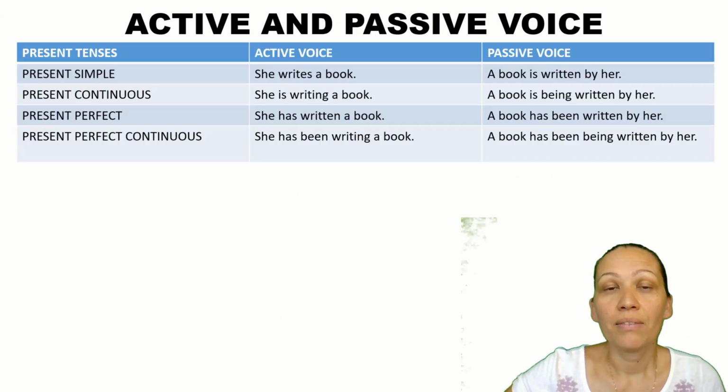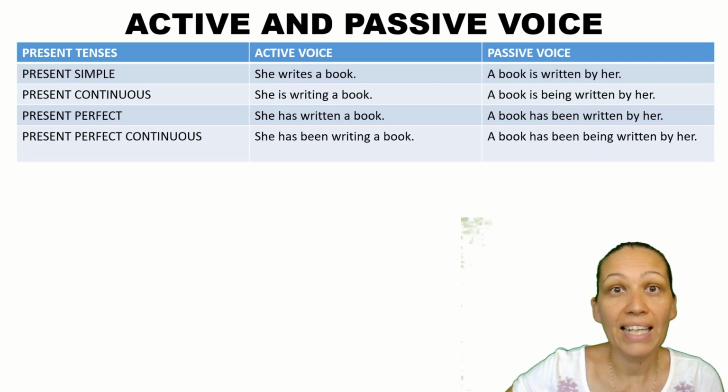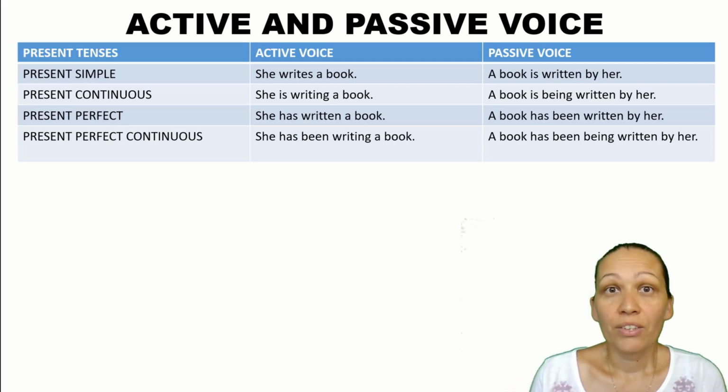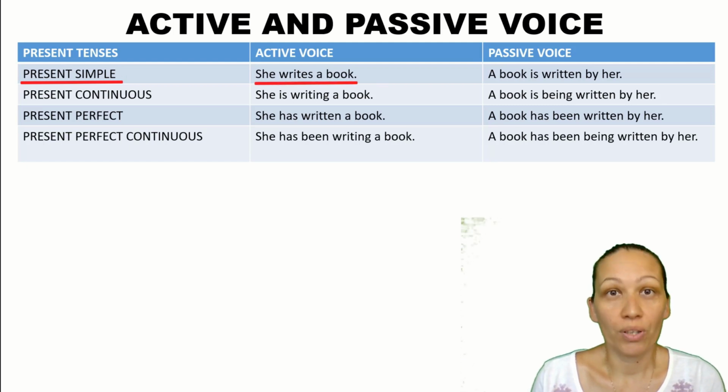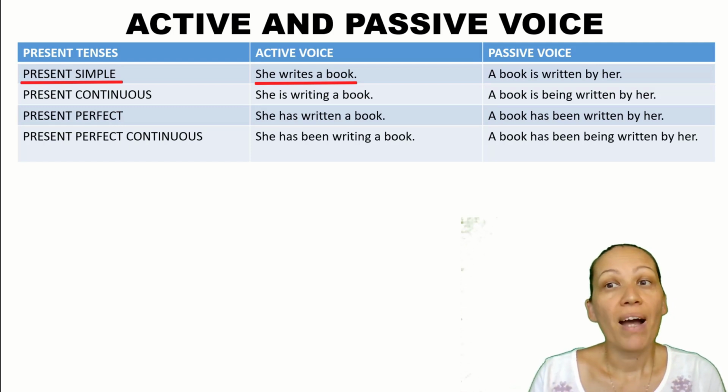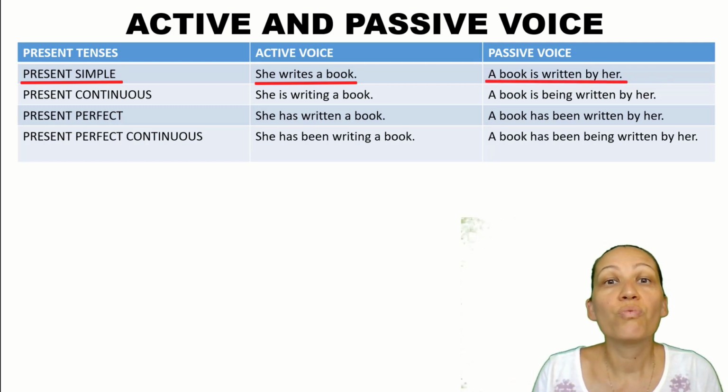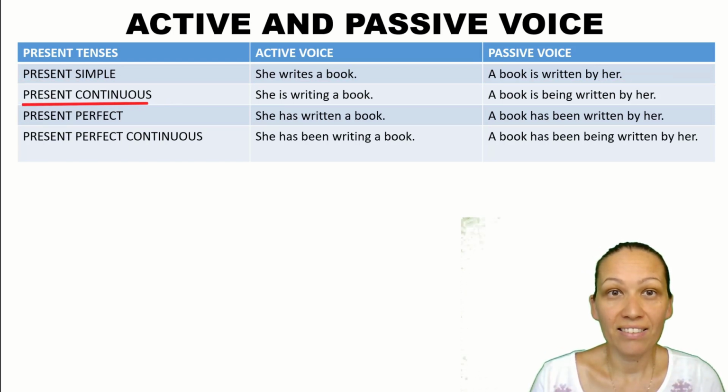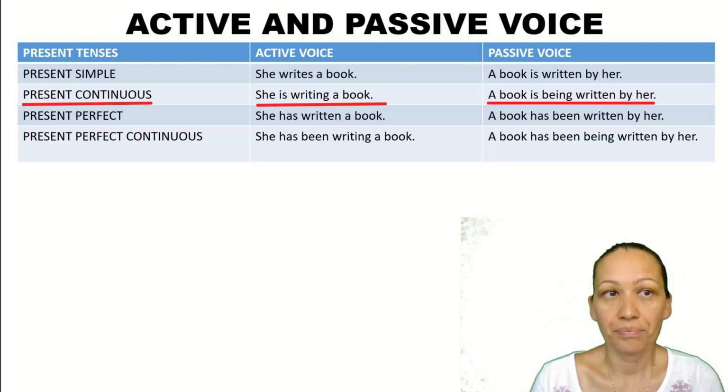Let's see one example of one sentence, how it can be used in passive voice and active voice. Let's start with present tenses first. For example, present simple. She writes a book. An active voice sentence, she writes a book. The passive voice sentence will be a book is written by her. Present continuous. The active voice sentence is she is writing a book. The passive voice sentence will be a book is being written by her.